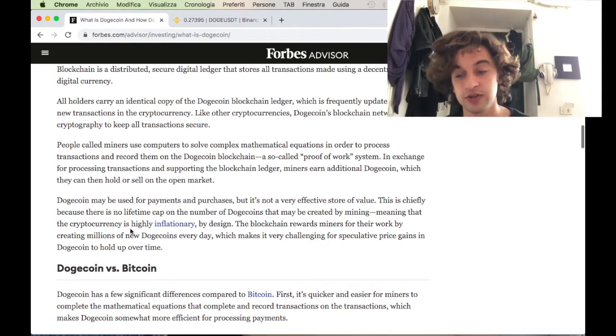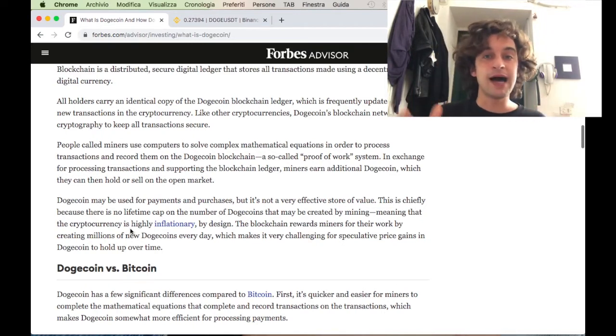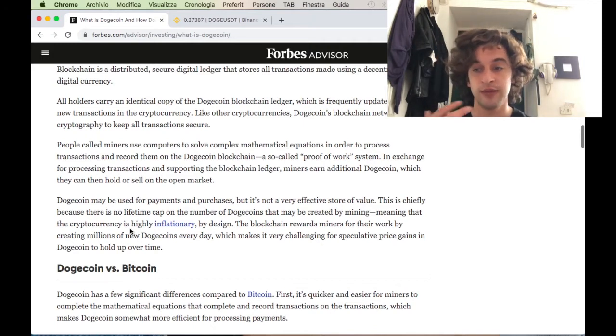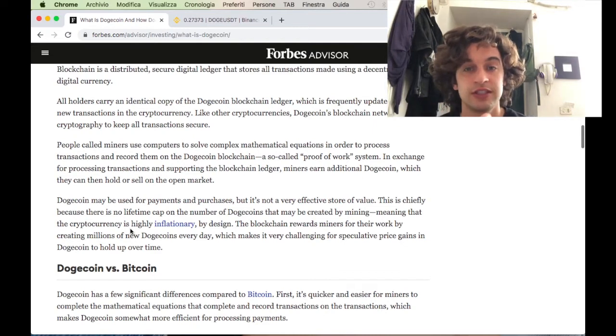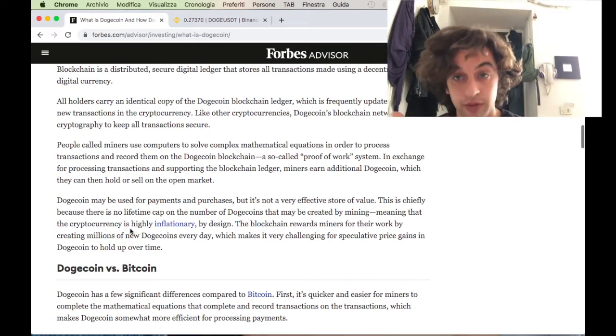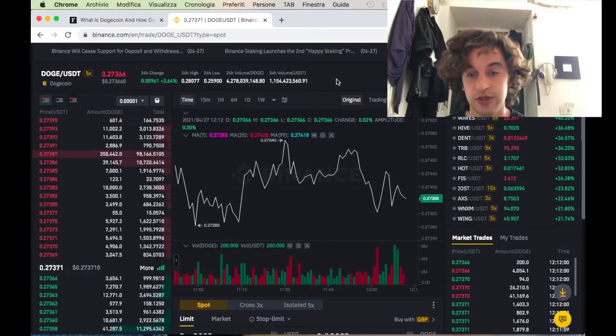The blockchain rewards miners for their work by creating millions of new Dogecoin every day, which makes it very challenging for speculative price gains in Dogecoin to hold up over time. This is another way to put that Dogecoin is not in the mind of the big investors, the serious investors that talk crypto much better than I do. They don't seem to be liking Dogecoin in a way, not that they hate it or like it, just because of the price speculation of it, as it is being produced so much.